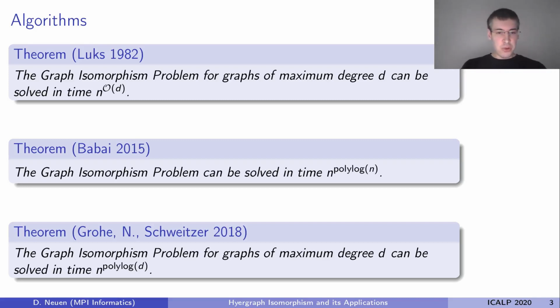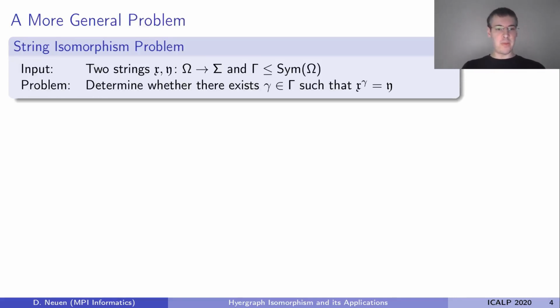Now to do so, the first thing that we have to do is understand how all of these three algorithms actually tackle the isomorphism problem. And the common feature here is a problem that is called the string isomorphism problem. So let me introduce the problem. The input to the problem are, first of all, two strings, x and y, which are defined over some finite ground set omega, and which map into a finite alphabet sigma. And additionally, we are given a permutation group, so a subgroup of the symmetric group over the ground set omega. And here it's important that this group is only represented implicitly by a generating set.